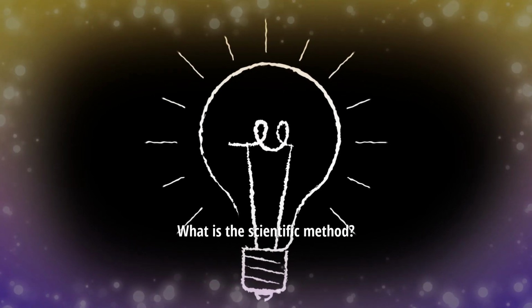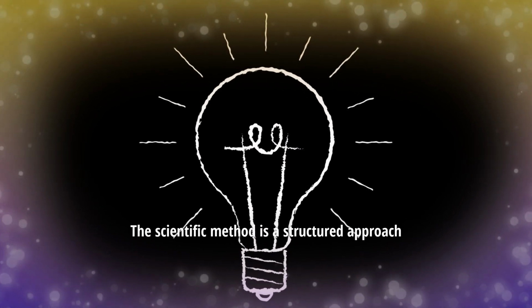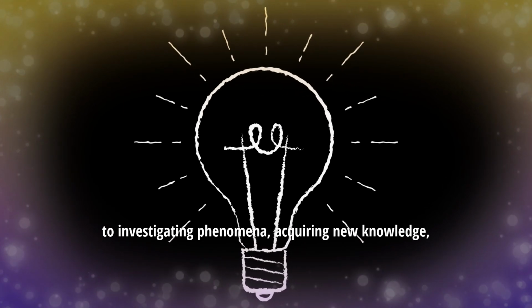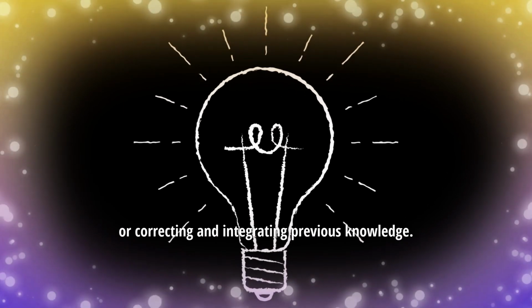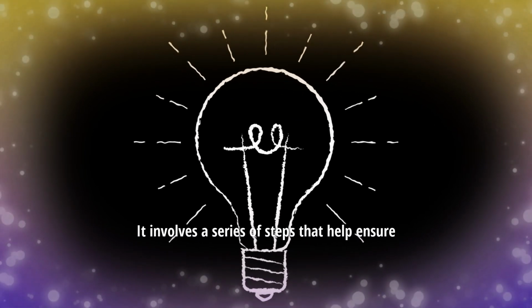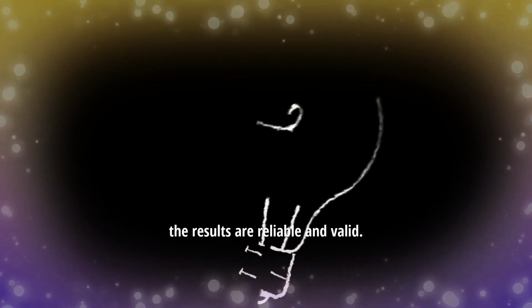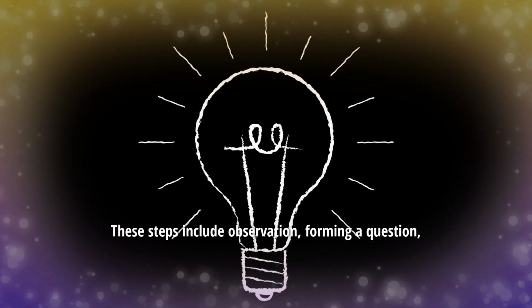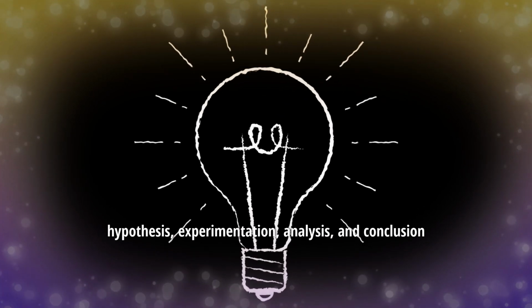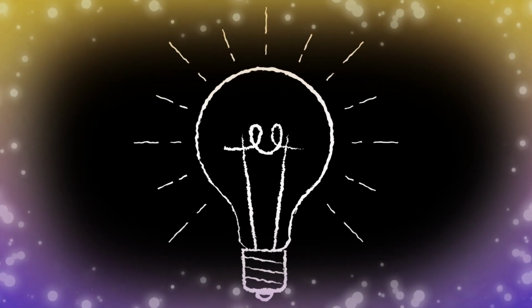What is the scientific method? The scientific method is a structured approach to investigating phenomena, acquiring new knowledge, or correcting and integrating previous knowledge. It involves a series of steps that help ensure the results are reliable and valid. These steps include observation, forming a question, hypothesis, experimentation, analysis, and conclusion.